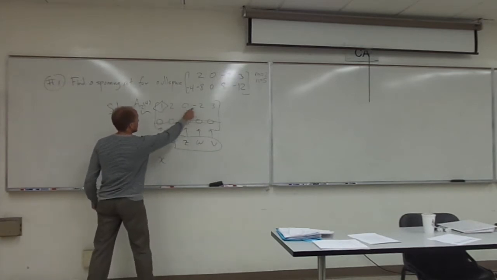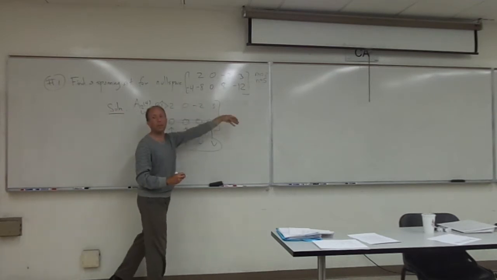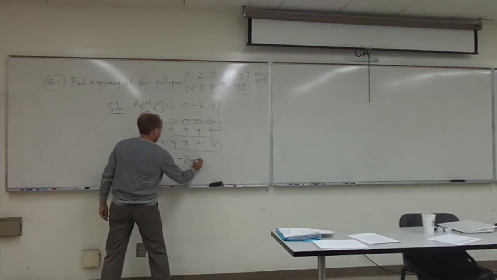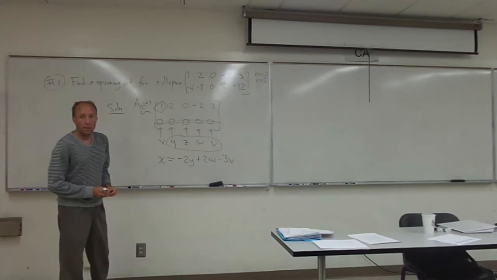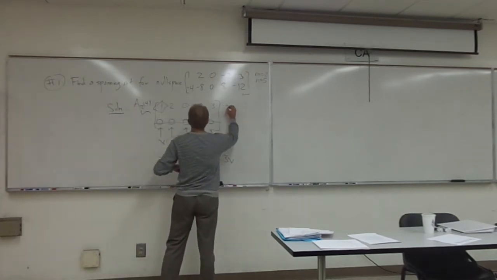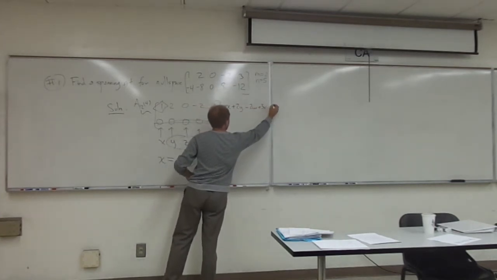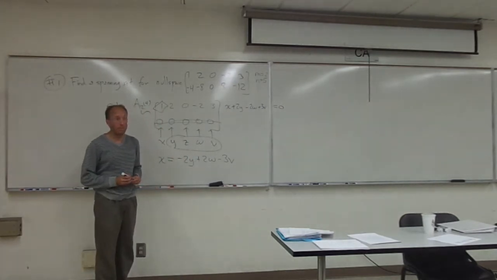From the first equation here, you're going to move all of the other variables to the other side. So it'll be negative 2y plus 2w minus 3v. That's solving for x here. Really there's an equation here, x plus 2y minus 2w plus 3v equals 0. And if you solve for x, this is what you get.